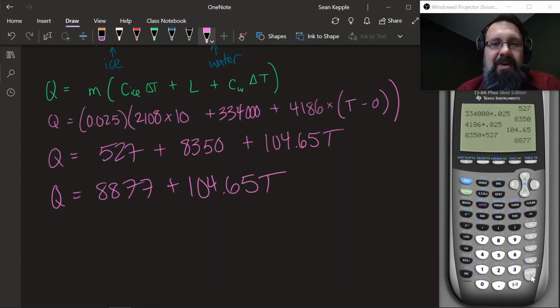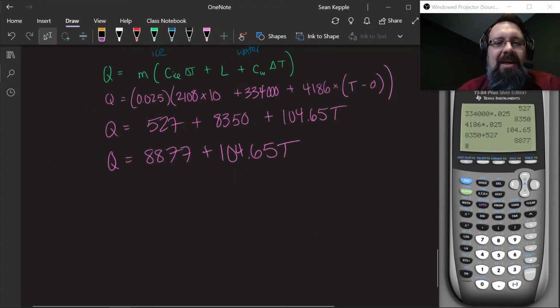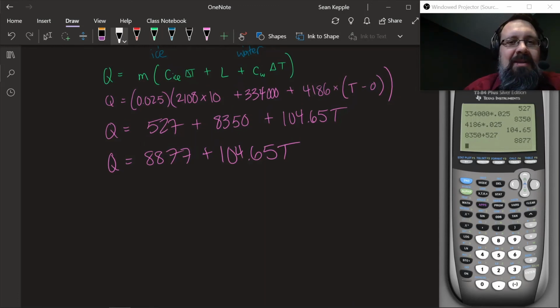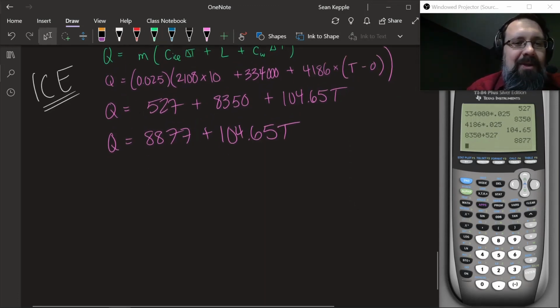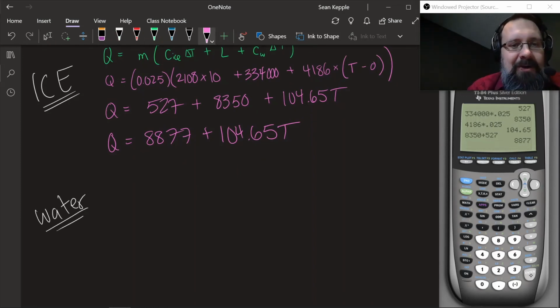Okay, so that's our first equation. We're going to need a second equation so that we could solve for T. And the second equation is going to be coming from looking at the water. So this was just looking at the ice. So now we're going to look at the water. Okay, so what did the water do?